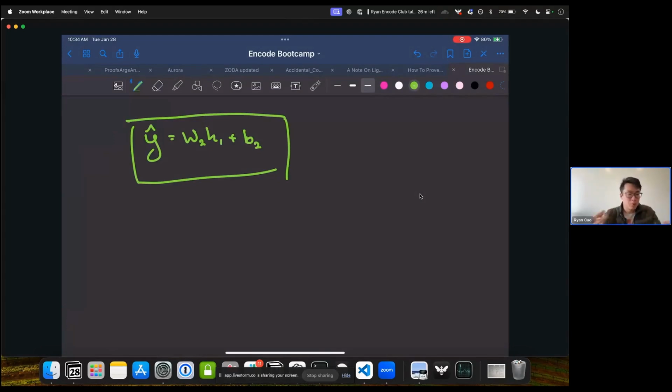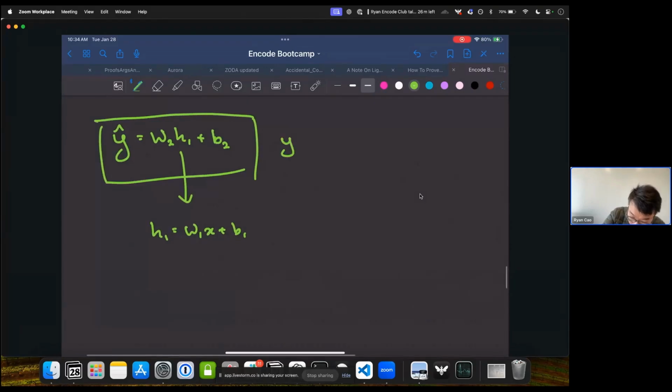So what is y hat as a function of x? Because that's what we really want to know. Well, y hat already equals W2 times H1 plus B2. That's great, but that's still not in terms of x. So we need to expand H1 a little bit. We know that H1 equals W1x plus B1. And now we have the final form. So to write it all out, y hat equals W2 times (W1x plus B1) plus B2.